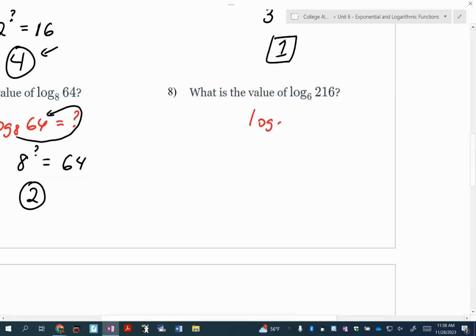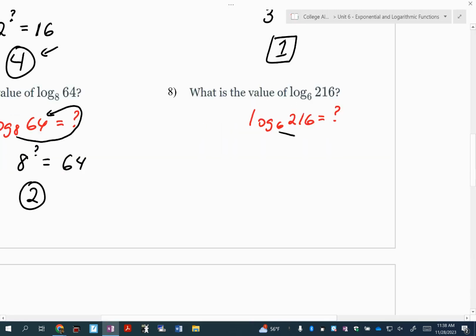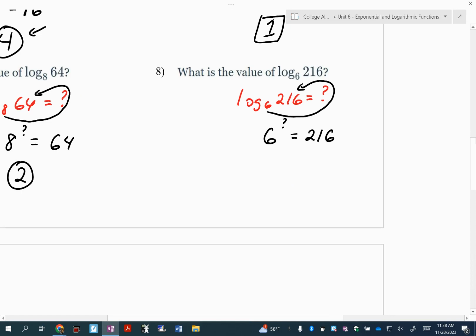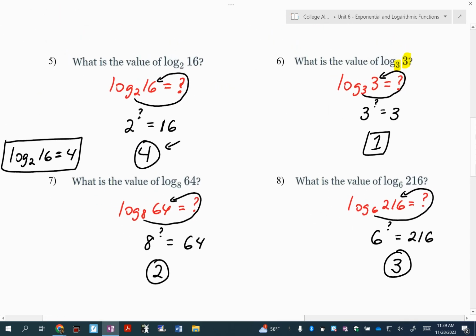written out, log base 6 of 216 equals something. Change it to the exponential equation. 6 to some power equals 216. So how many 6's do you need to multiply to get 216? Let's see, 6 squared is 36. 36 times 6 is 216, so 3 of them. And that's it for the next 4 questions.